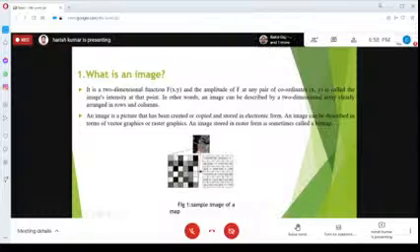For each colored square box of this image, we have mean values: 170 reflects to this box, 238 reflects to this box, and 85 reflects to this box, because the value varies with the light intensity of the image. So this is called an image.